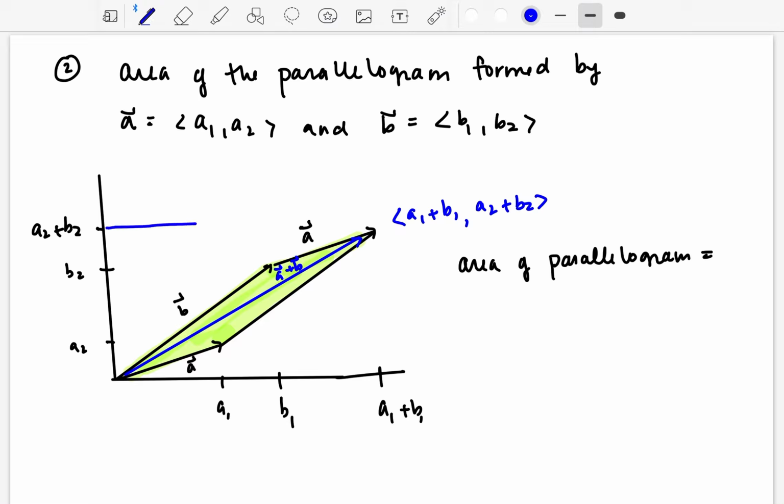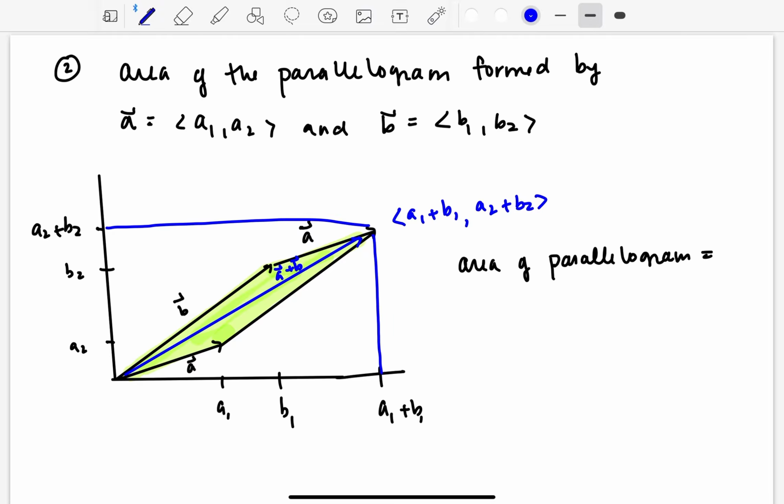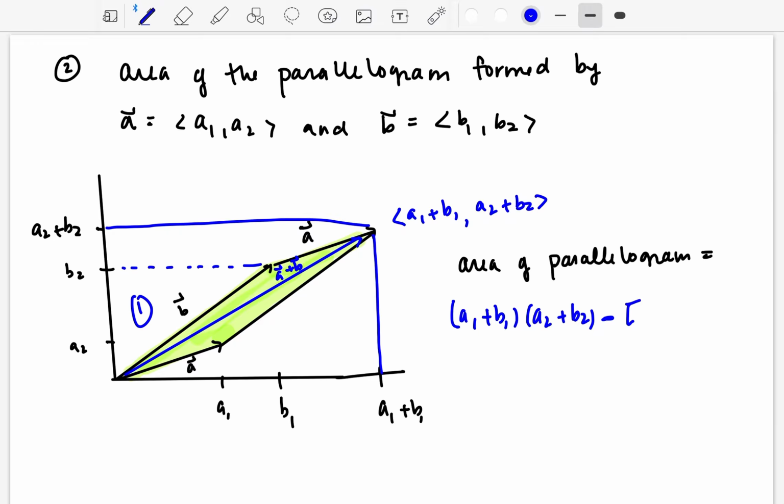So the area of this rectangle, right? Minus the area of these little areas, okay? So this is going to be equal to the area of the rectangle, which is (A1 plus B1) times (A2 plus B2). And then I'm going to subtract the other areas. Let me call this 1, and then this triangle, and then here I have a rectangle, so this is 2, a little triangle here, 3.